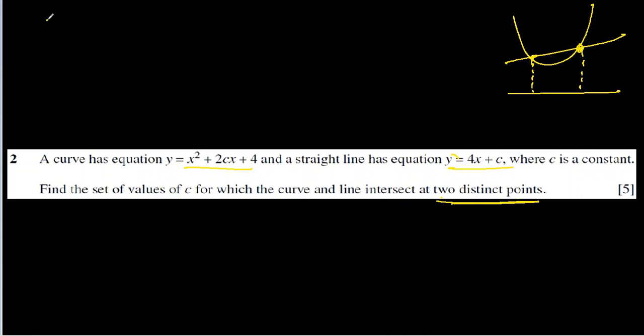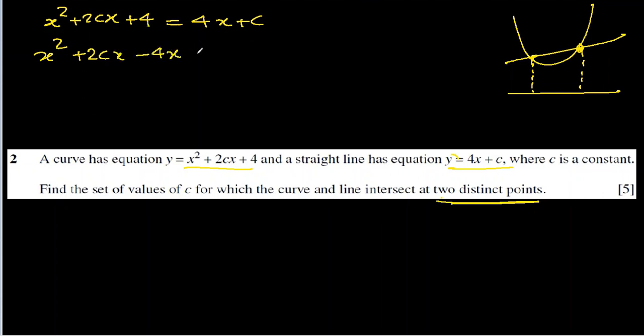So x square plus 2cx, which is the right side of the first equation, will be equal to 4x plus c, which is the right side of the second equation, y equal to y. That's what we have done. So let's collect them to one side to make it a perfect quadratic equation. Plus 2cx, this 4x comes after this, plus 4, and this c comes after that, and we are not left with anything on the right side. 4x and c both change their signs.